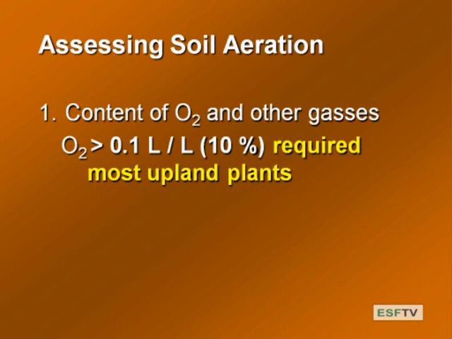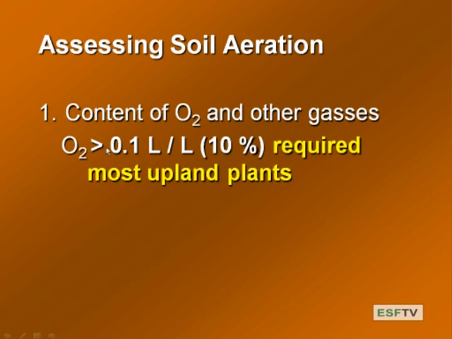So let's assess it. Okay, so we've defined it, we've compared it to the atmosphere, we have an idea of the sideboards. Let's assess soil aeration. How do we do it? So the first way, and there are several ways, now we're going to quantify it. And again, on an exam I could ask you about some of these numbers and say, do I have a well-aerated system or do I have a poorly aerated system? So first we'll talk about the content of O2 and other gases. And we'll start out with oxygen.